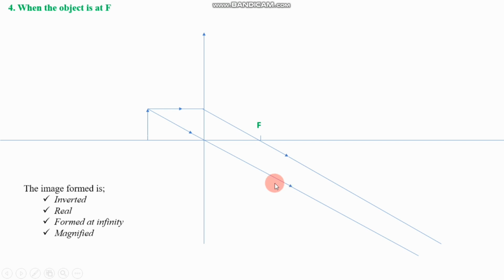So you can look at the characteristics. One of the characteristics is that the image is inverted. The image is real, formed at infinity, and it will be magnified. As you can see, where they will meet, the image will be much bigger because we will join it to the principal axis. So the image will be highly magnified and it will be real and inverted.